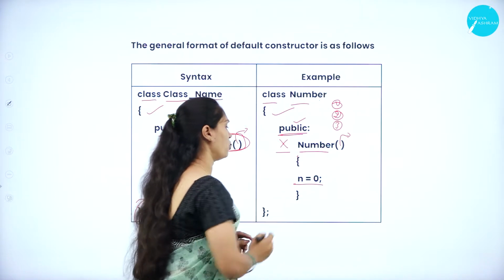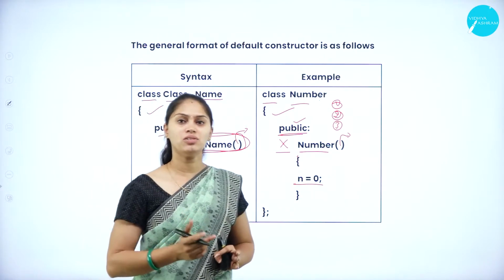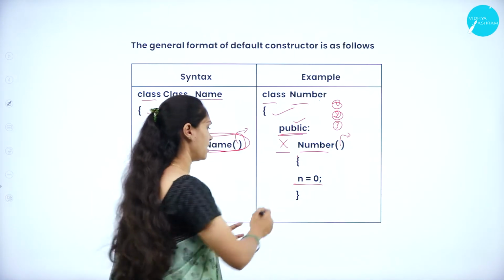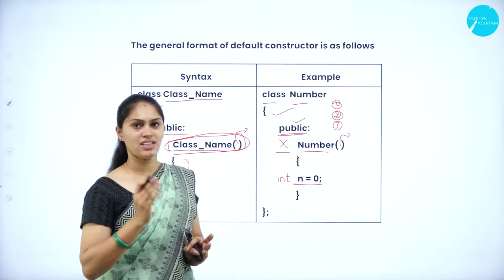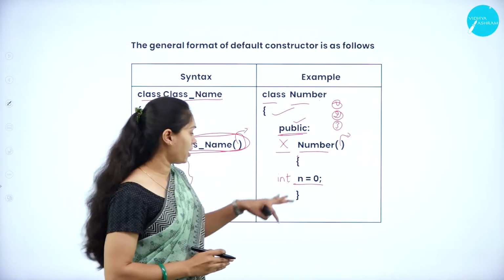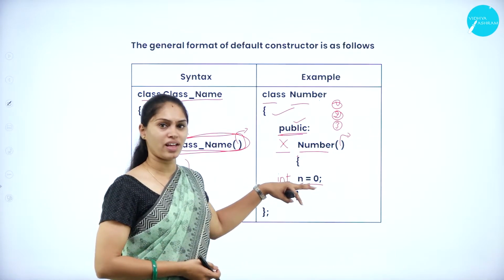So here what I am doing? I am initializing n to 0. While writing this n to 0, here you have to take int, or else you will end up with an error. Why will it be an error? Because here I have not declared this variable n.